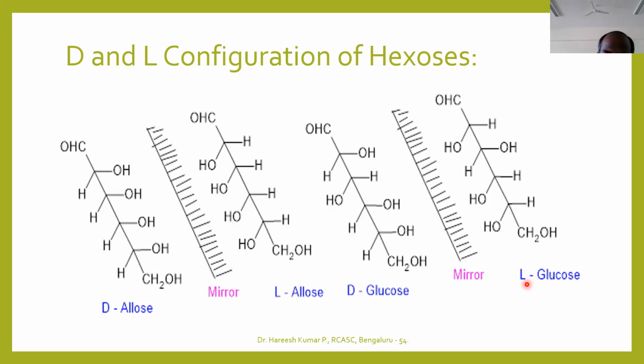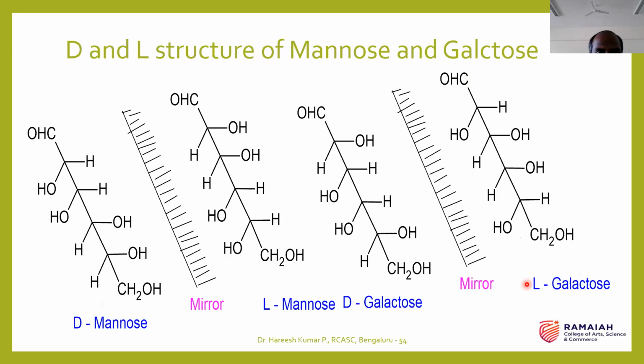So I will take one more example. That is the D and L structure of mannose and galactose. This is the mannose one and this is the galactose. I think these two, mannose and galactose, are the epimers of glucose. More particularly, the epimer at the second position is called mannose and the epimer at the fourth position is called galactose. Write the structure of the C2 epimer of glucose means you have to write the structure of mannose. Write the C4 epimer of glucose means you have to write the structure of galactose.